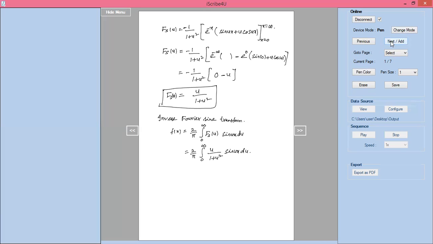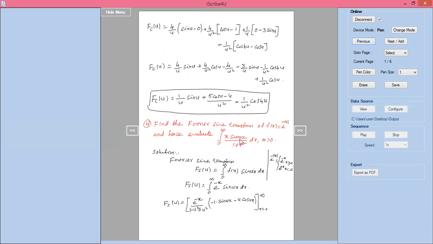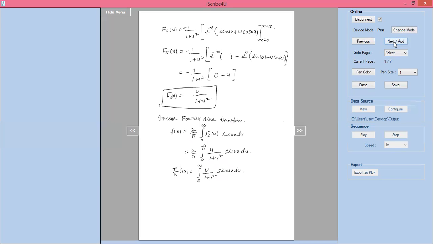Now I can write this as pi by 2 into f of x equal to integration of 0 to infinity u divided by 1 plus u square into sine ux into du. What we have to prove here is the value of x into sine mx divided by 1 plus x square, to evaluate, with limits 0 to infinity. So integration of 0 to infinity u into sine ux divided by 1 plus u square into du equal to pi by 2 into f of x.